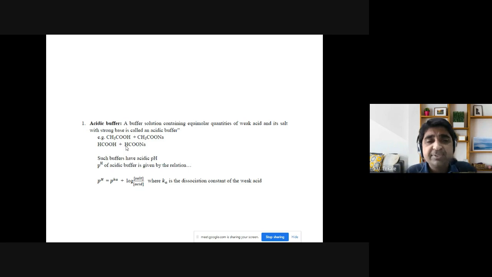So an acidic buffer is a buffer solution containing equimolar quantities of weak acid and its salt with strong base.